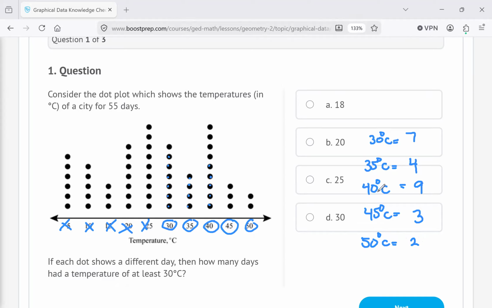So it's not the degrees Celsius we care about, it's these numbers: 7, 4, 9, 3, and 2. All you got to do is add up those numbers, and that'll give you how many days were at least 30 degrees Celsius. So 7 plus 4 plus 9 plus 3 plus 2 gives you 25 days. Okay, so that's how you read this dot plot.